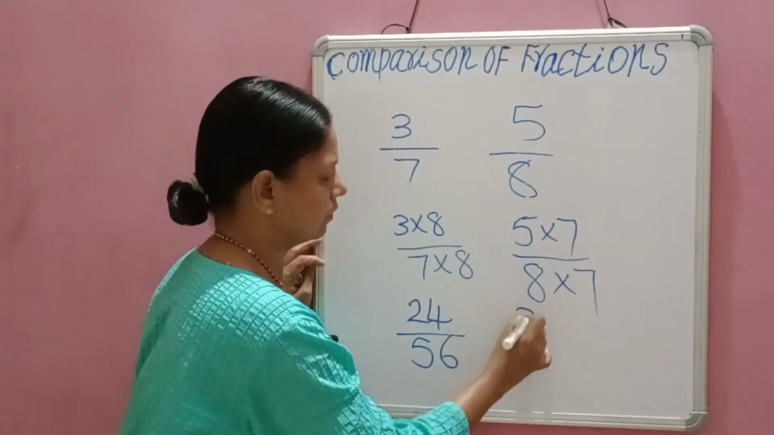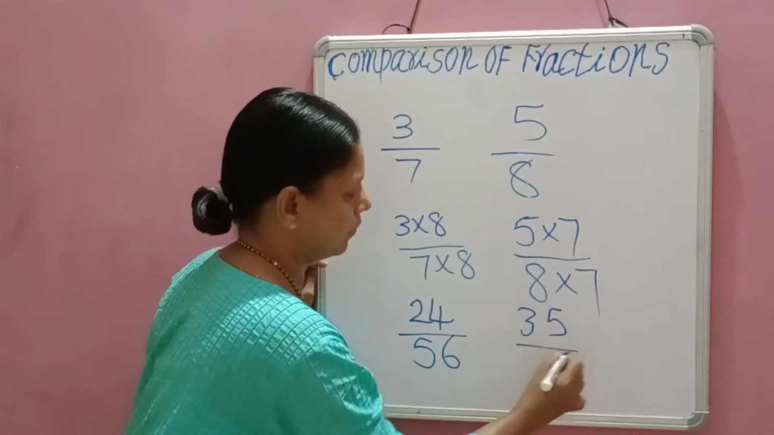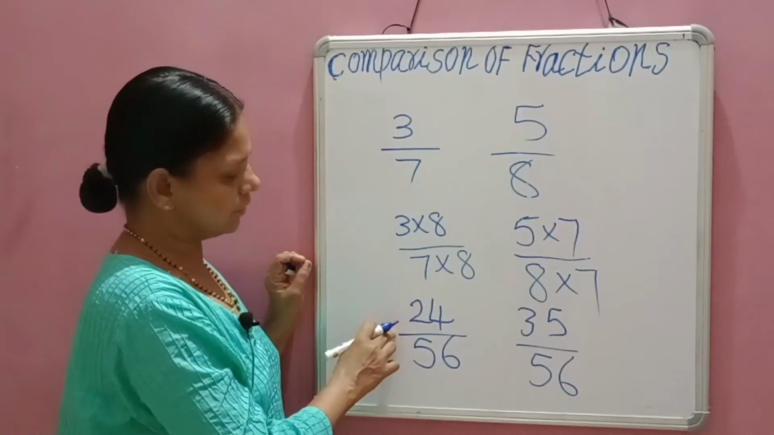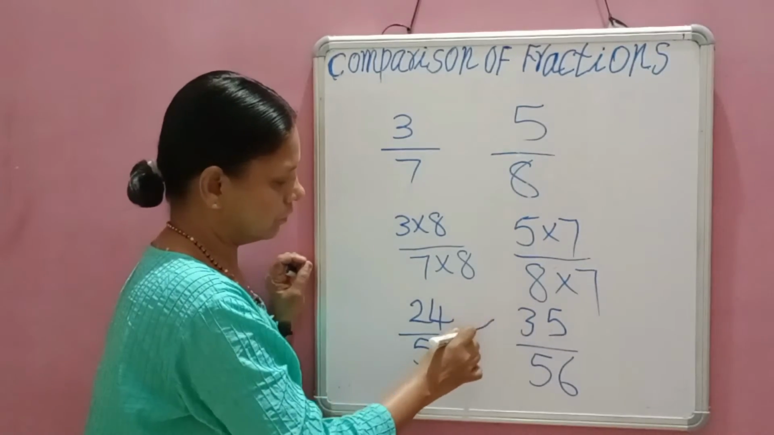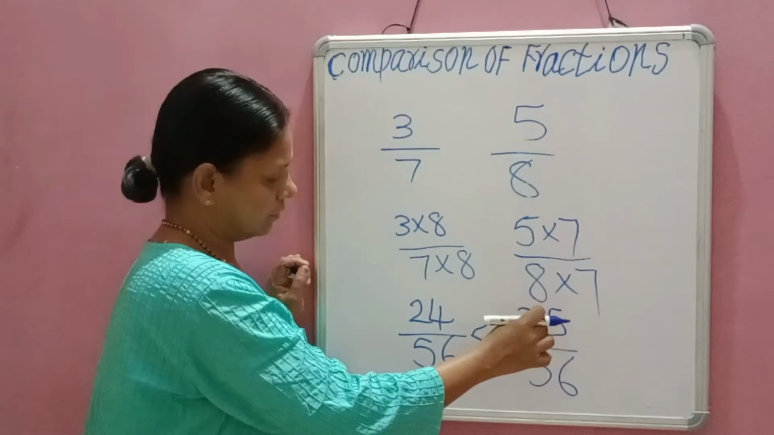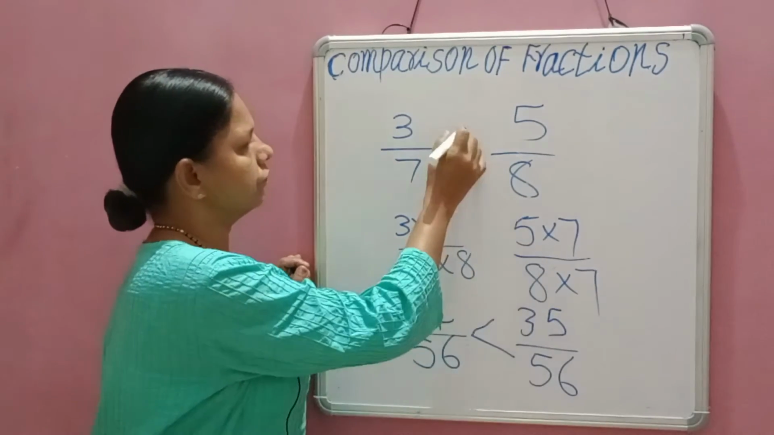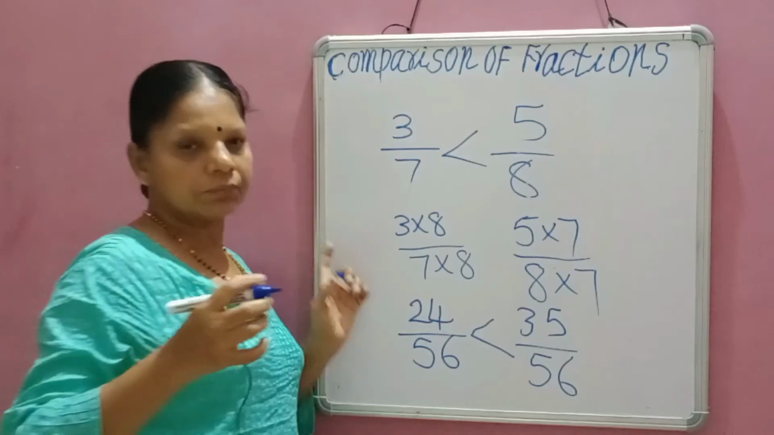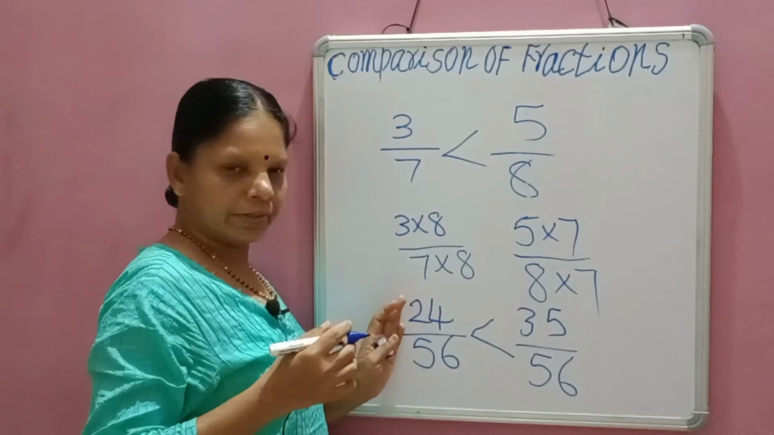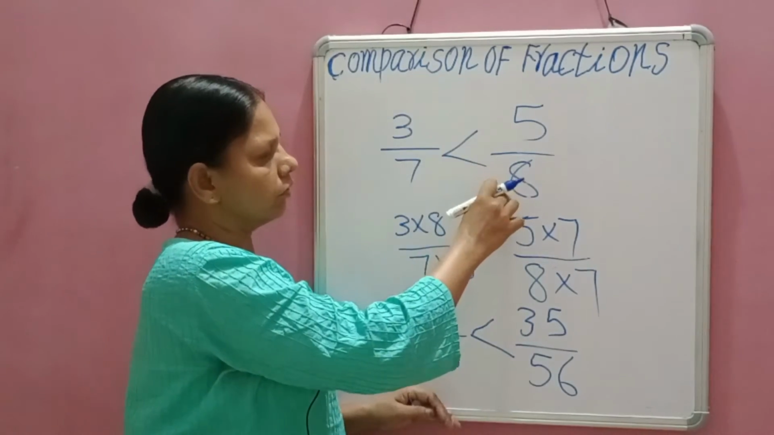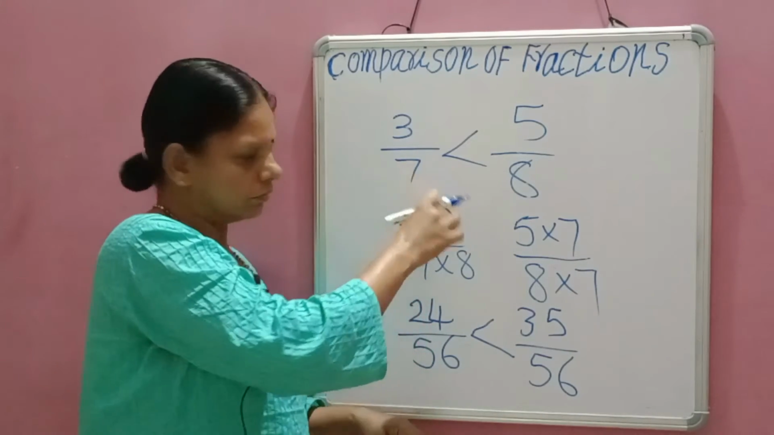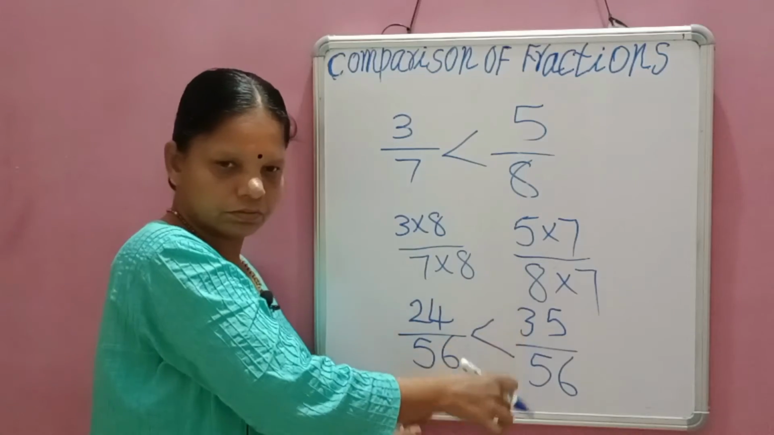And here what will you get? 35 upon 56. We know that 24 is less than 35. Therefore, 24 upon 56 is less than 35 upon 56. Therefore, here also, this is the method. So, while observing the method, what we have compared is whether 3 into 8 or 5 into 7 is greater. Clear? This is obtained by equalizing the denominator only.